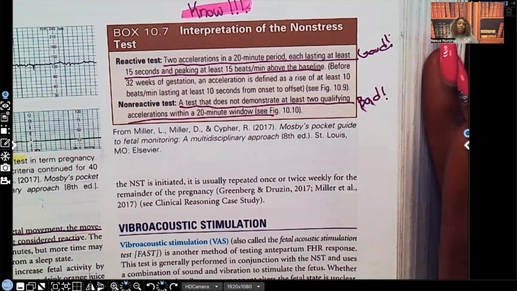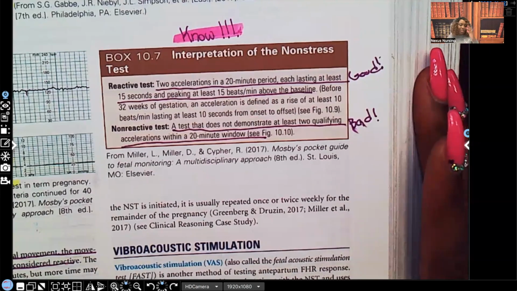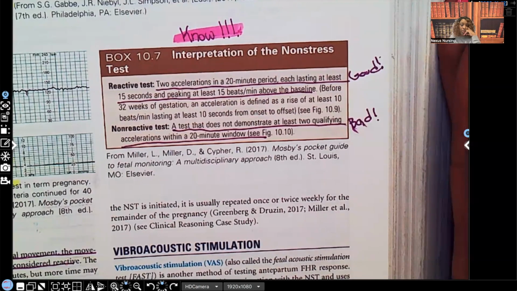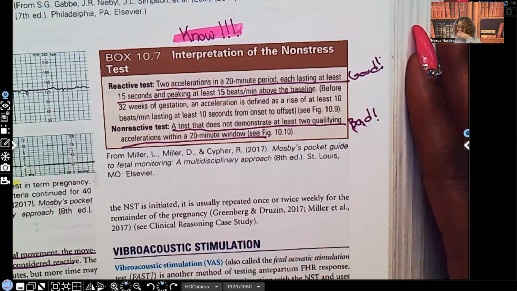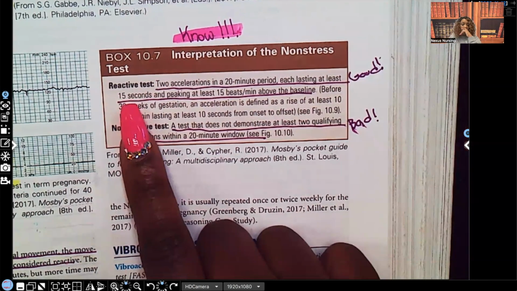So if you guys have noticed, this handwriting is definitely not mine. I'm teaching out of a book of one of my former students who took good notes from my book. So anyway, take a look at this.